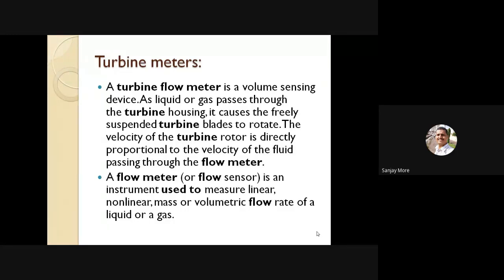The flow meter or flow sensor is an instrument used to measure linear, non-linear, mass or volumetric flow rate of liquid or gas.